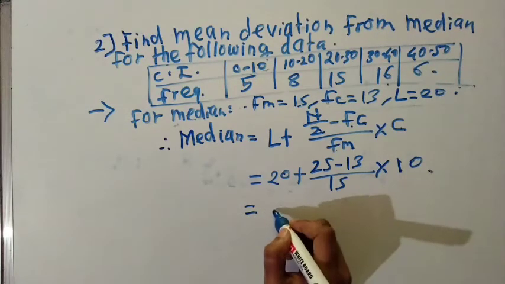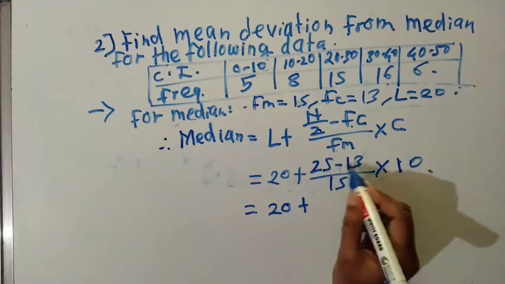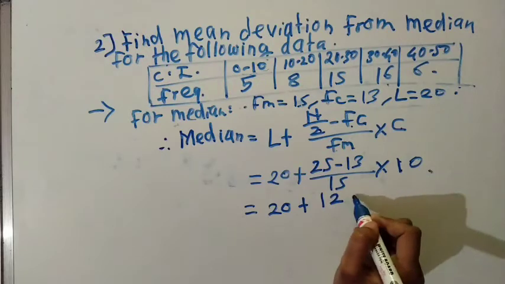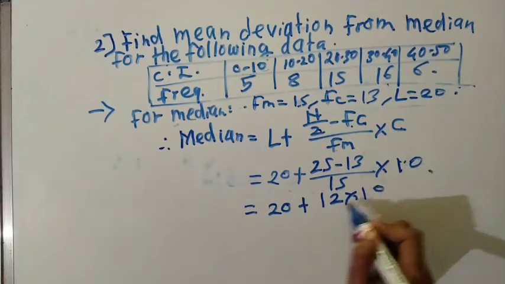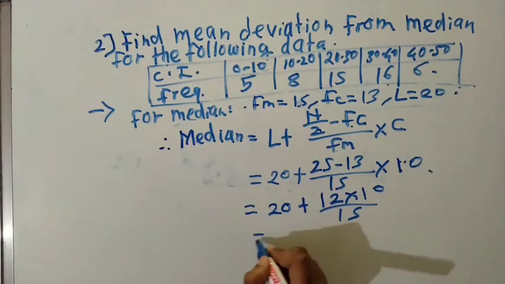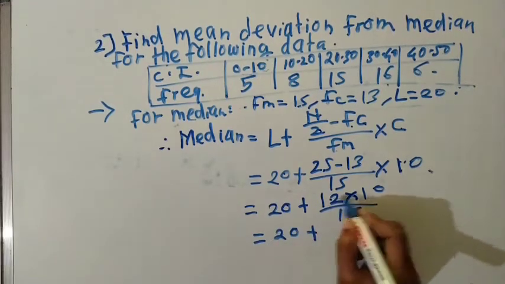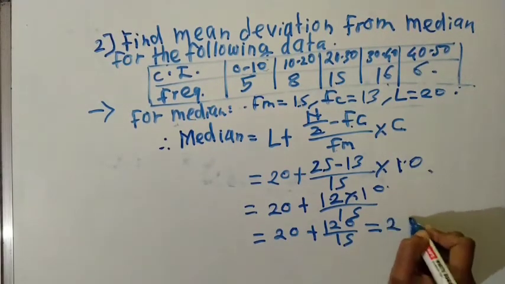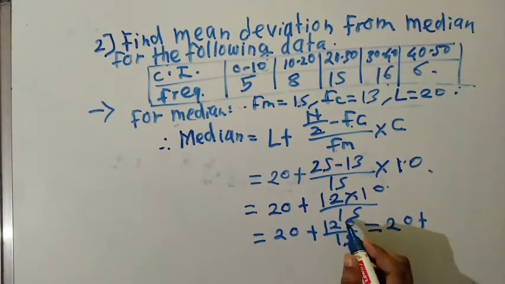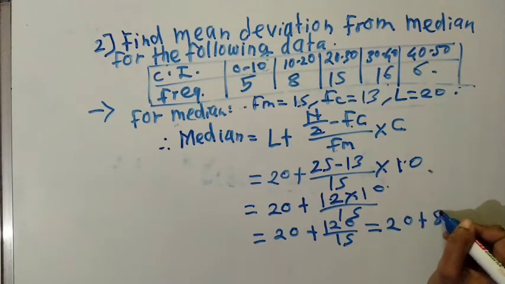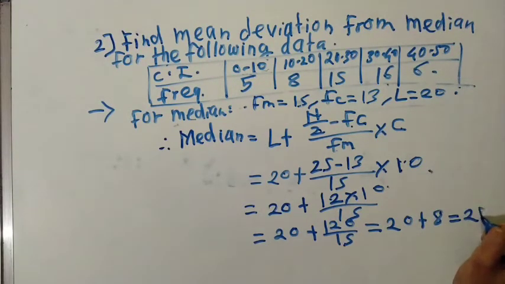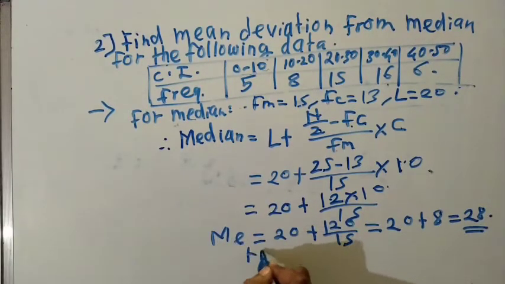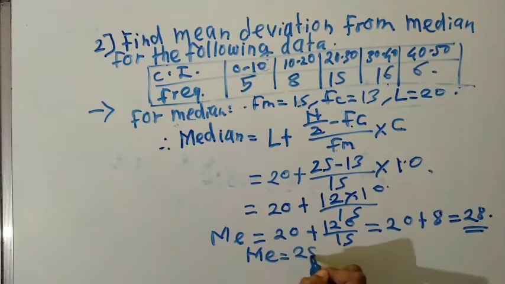Then 20 plus 25 minus 30 is 12 into 10 upon 15, is equal to 20 plus 120 upon 15, is equal to 20 plus 8. 20 plus 8 is 28. Hence median ME is equal to 28.